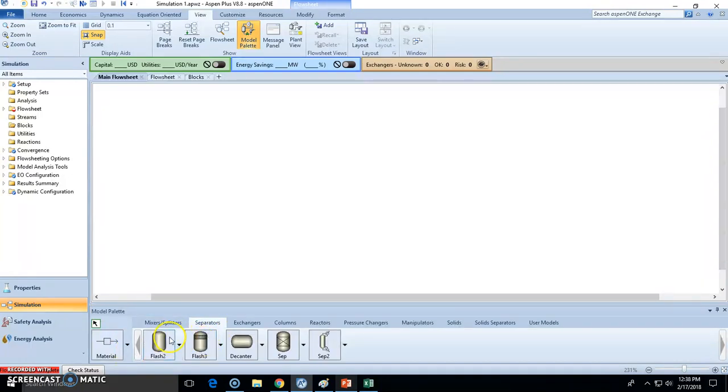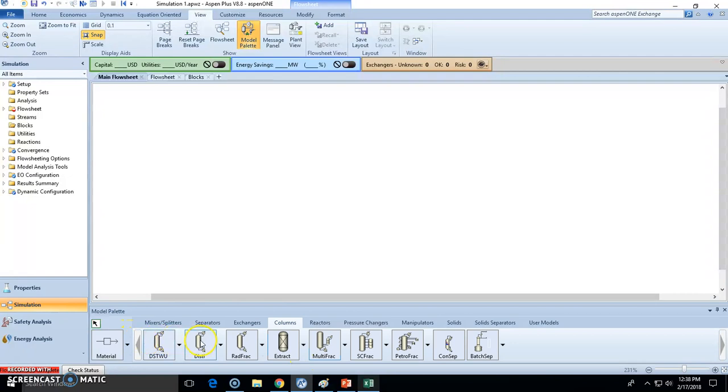Separators are essentially based on one single stage equilibrium. So for instance, Flash2 will be used to separate vapor and liquids. A decanter will be used to separate the heavy liquid and light liquids, and so on. Exchangers will be used to heat or cool. This heat exchange will be a little bit more precise on the amount of streams requirements, the cold and hot streams, and so on.